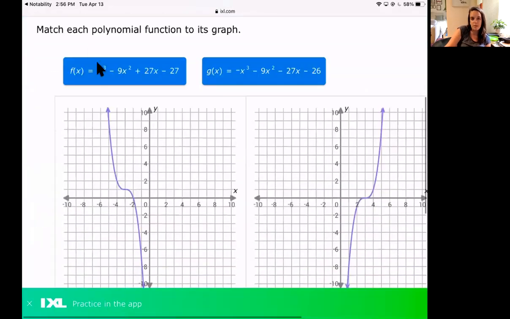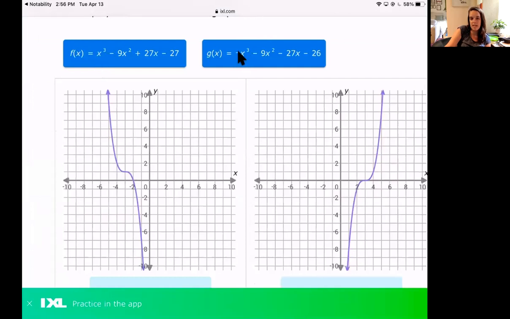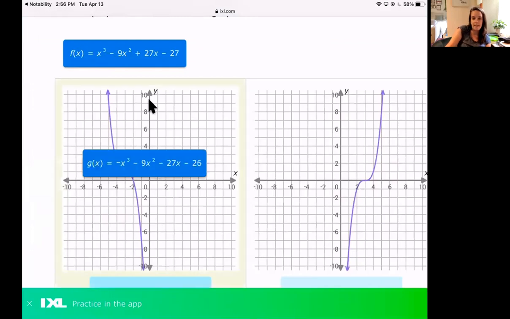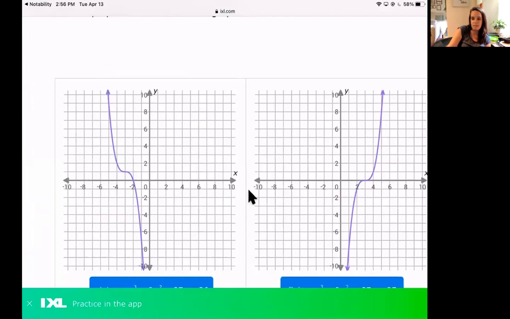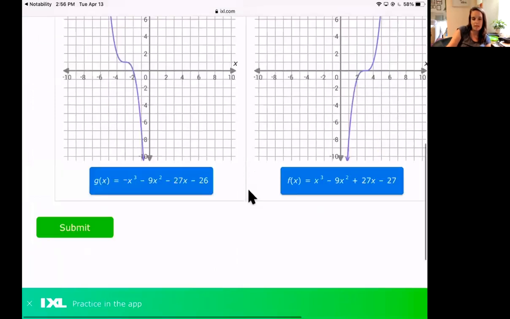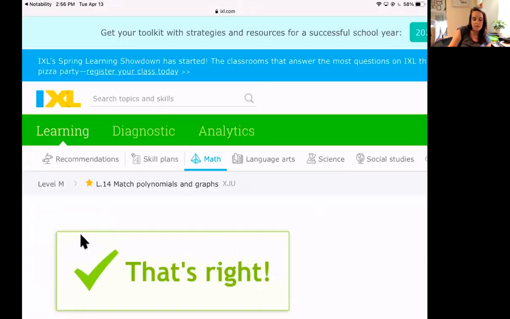So like for this one, we have x to the third. This one's negative x to the third. So negative should be going down like this one. So I'm gonna drag that over here. And then I have positive x to the third. I'm gonna drag that over there, just like that. And that's it. And then you're just gonna submit.